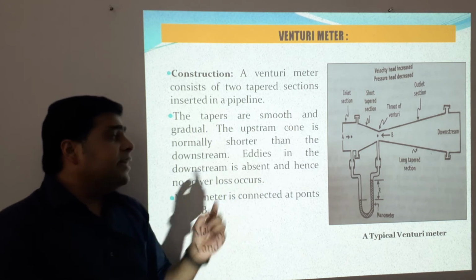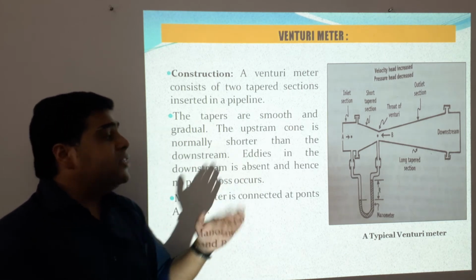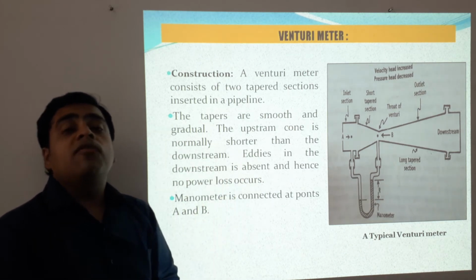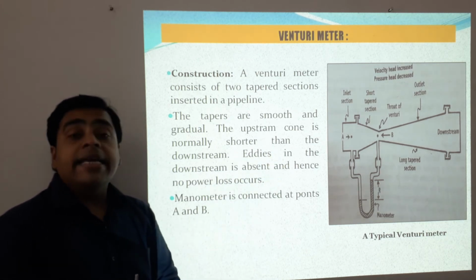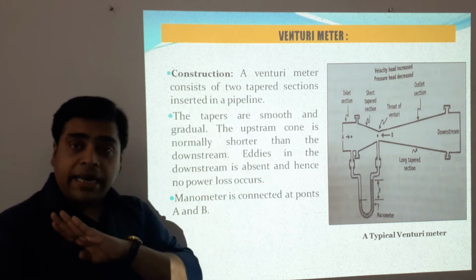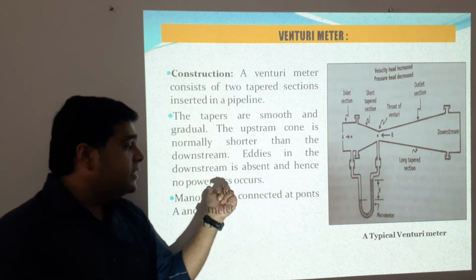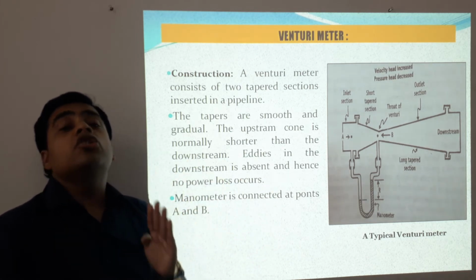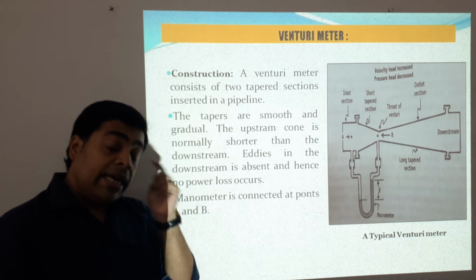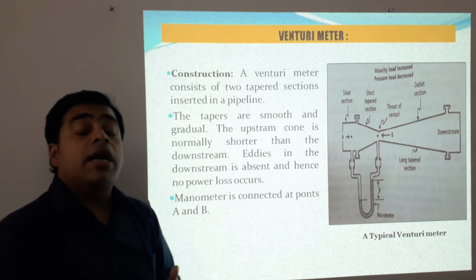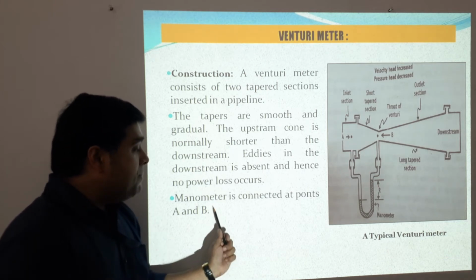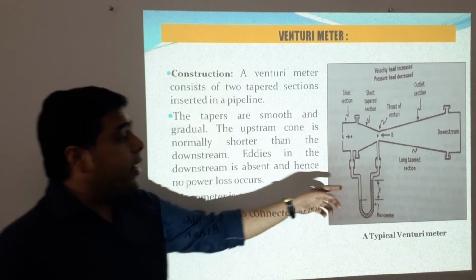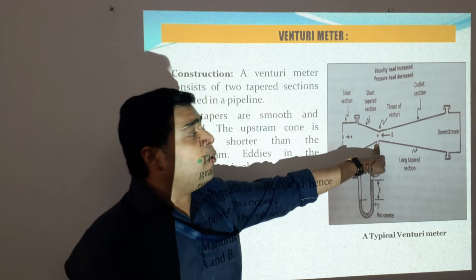So eddies in the downstream are absent. Eddies or any sorts of formation of fluid or entrapment of air in the downstream are practically absent, and hence no power loss occurs. And it is a very basic assumption which is considered when we equate the equation of the venturimeter. And obviously manometers are connected with the 2 points, that is point A and point B.